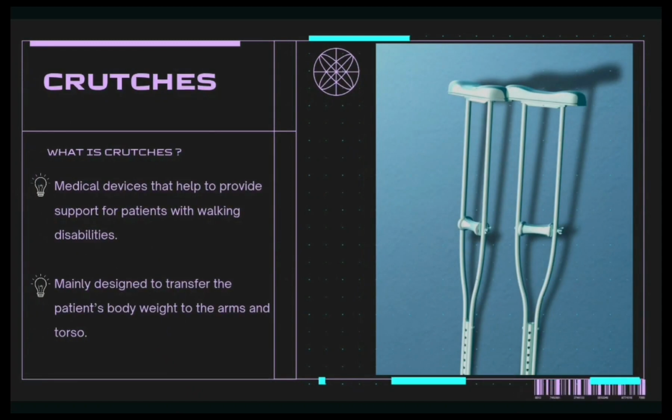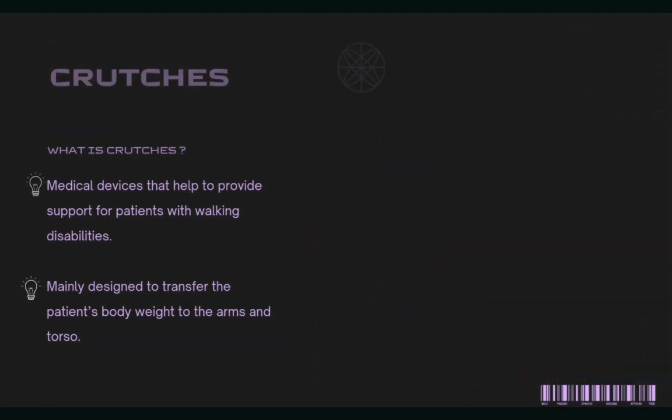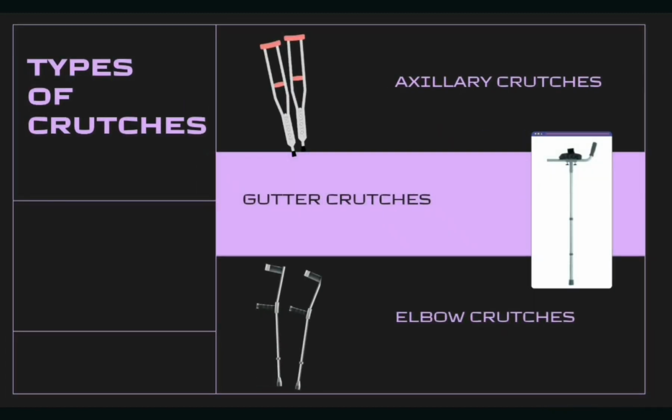So what are crutches? Crutches are medical devices that help to provide support for patients with walking disabilities. They are mainly designed to transfer the patient's body weight to the arms and torso. There are 3 types of crutches, which are axillary crutches, gutter crutches, and elbow crutches. However, in this study, we mainly focus on the axillary crutches.